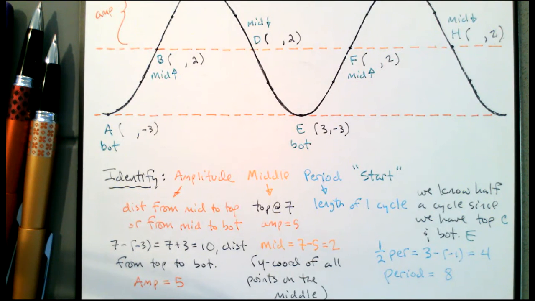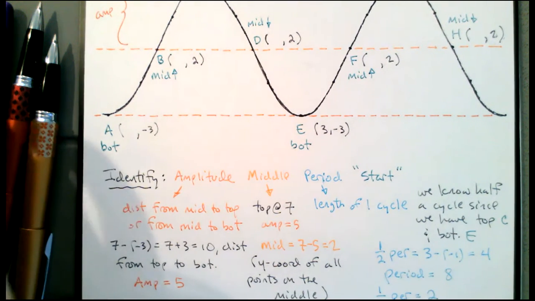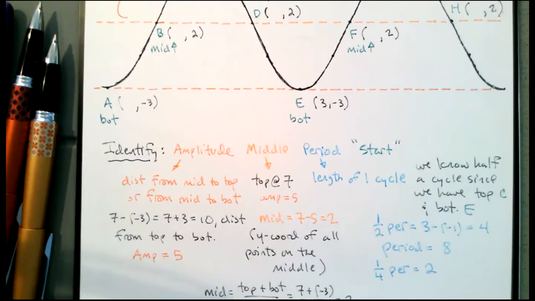Now that we know what the period is, we can also figure out what a quarter of the period is. Eight divided by 4 is 2. So between any two of our significant points, it's going to be 2. So from the bottom to the middle going up, that'll be a difference of 2. From the middle going up to the top, that'll be a difference of 2, and so on.